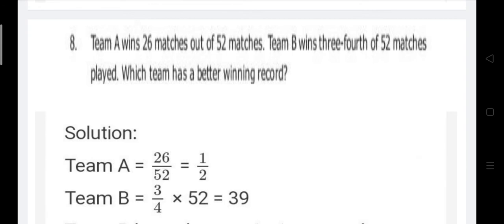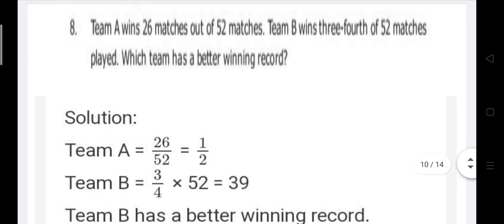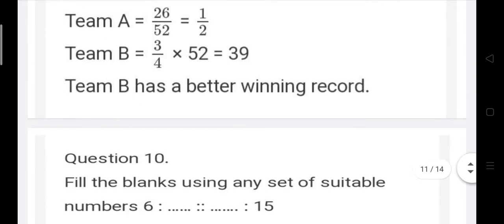Team A wins 26 matches out of 52 and Team B wins 3/4 of 52 matches played. Which team has a better winning record? Team A, 26 out of 52, that is 26 by 52, which is 1 by 2. Team B, 3 by 4 into 52. Cancel out this 52, you will get 39. So 39, Team B has a better winning record.